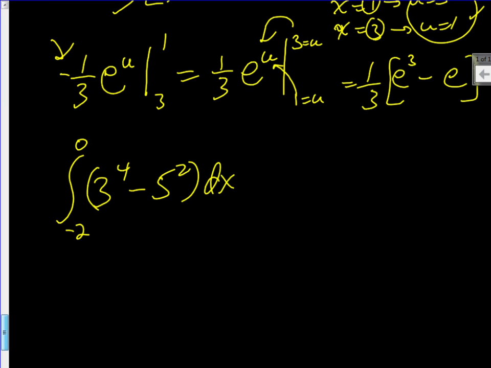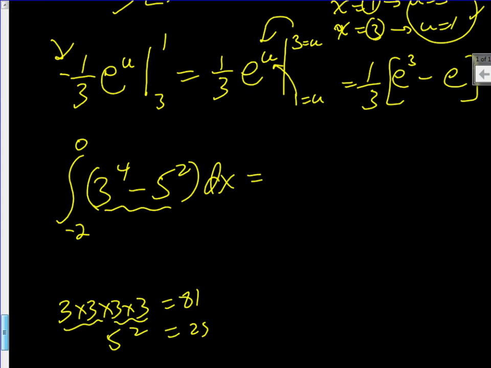What you need to realize is that this is just a constant. It can come in front. Now, 3 to the 4th by definition means this. That's 9 times 9. It's 81. 5 squared is 25. You subtract them, you get 56. So I bring the constant in front. This just happens to be 56.